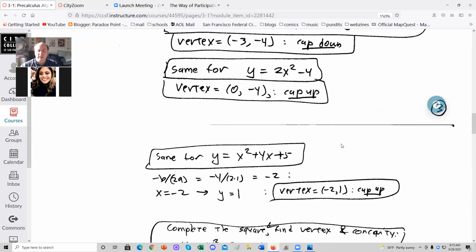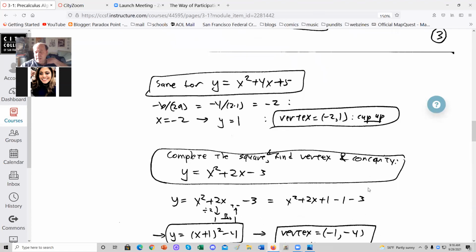All right. Here we have y equals x squared plus 4x plus 5. What's the vertex and the concavity? All right, this is 1x squared, so it's cup up. To find the vertex, we'll look for x equals negative b over 2a. It'll be negative 4 over twice 1, which is negative 2. And when you plug in negative 2 into here, you get y equals 1. So the vertex is at negative 2, 1, cup up.